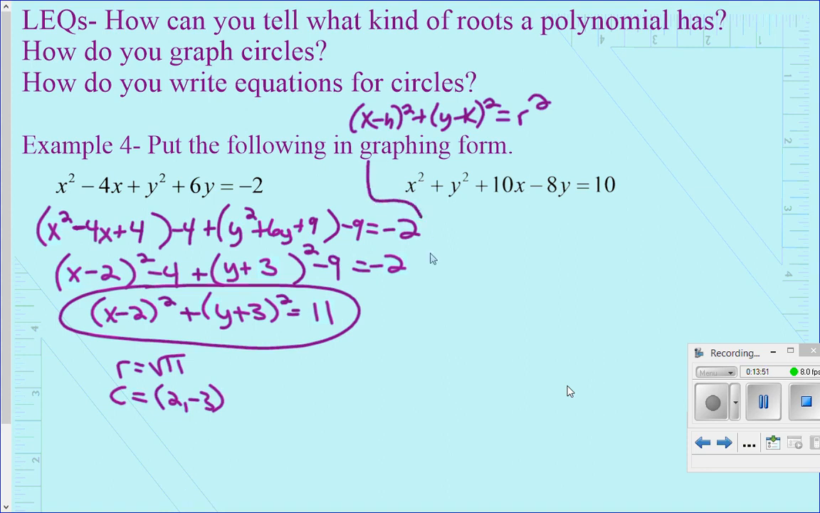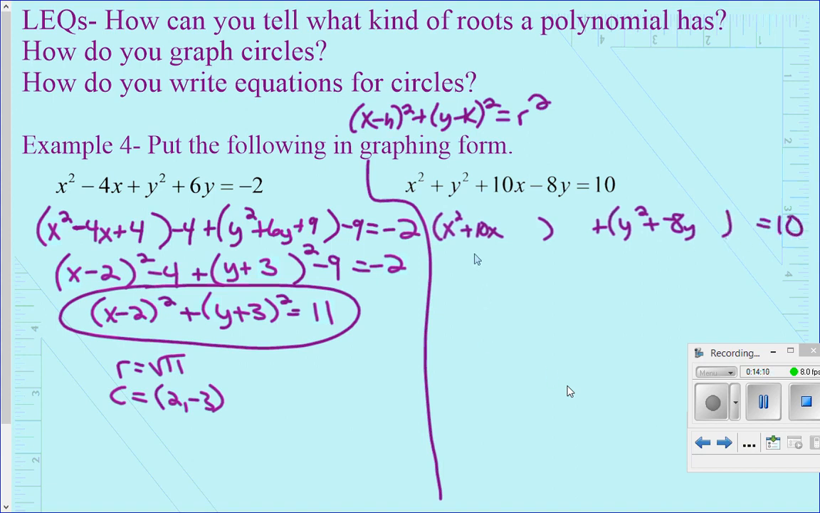Next one, same idea. So why don't you try this one? Pause the video and try it. So I'm going to group the x's. Group the y's. So half of 10 is 5 squared is 25. Subtract 25. Half of -8 is -4 squared is 16. Subtract 16. Rewrite as a binomial squared, x plus 5, the quantity squared. Binomial squared, y minus 4.